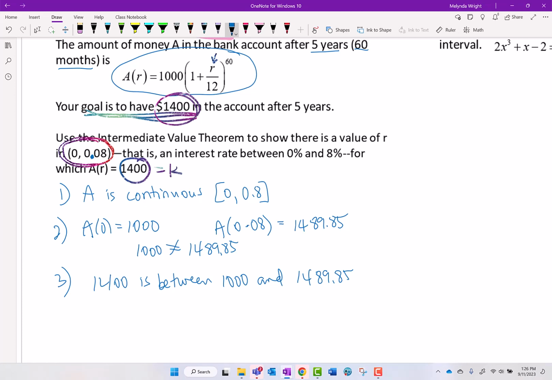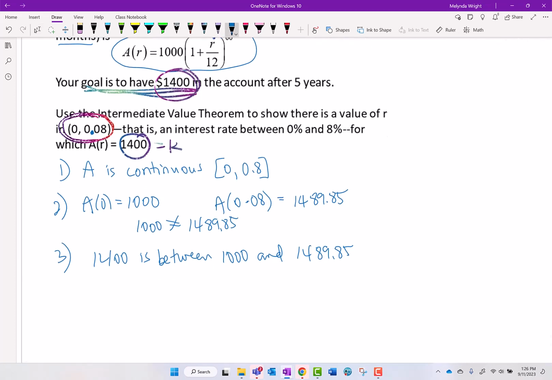Notice how I'm putting numbers into the IVT. That's what I meant by you have to use the numbers from the problem, or knowing it is not enough. It's not enough, okay? So now some students are like, well, could I write it like this, like 1,000 less than 1,400 less than 1,489.85? Yes, you could write it like that too. Either one of these statements is sufficient for step 3. Okay, either one, whatever you like.